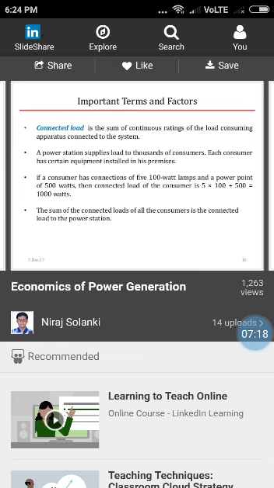If a consumer has connections of 5 lamps of 100 watts and a power point of 500 watts, then the connected load of the consumer is 5 into 100 plus 500, which is equal to 1000 watts. The sum of the connected loads of all the consumers is the connected load of the power station.